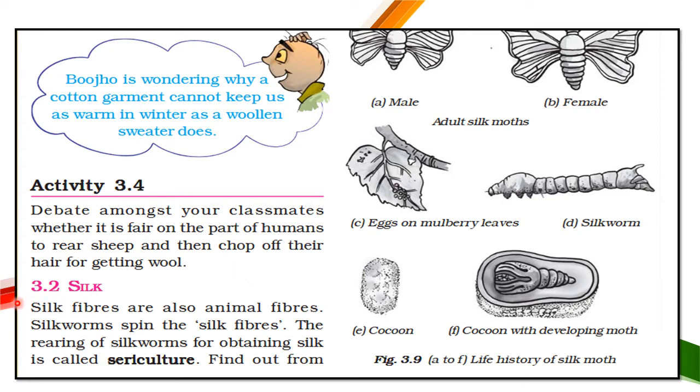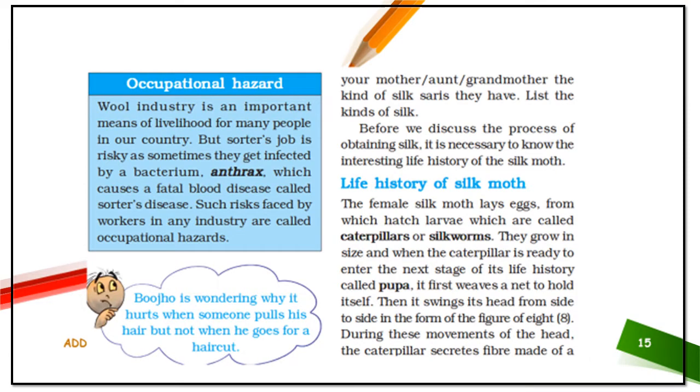Now we move on to 3.2, silk. Silk fibers are also animal fibers. Silkworms spin the silk fibers. The rearing of silkworms for obtaining silk is called sericulture. Please underline, it's very important. Find out from your mother, aunt, grandmother the kind of silk saris they have. List the kinds of silk.